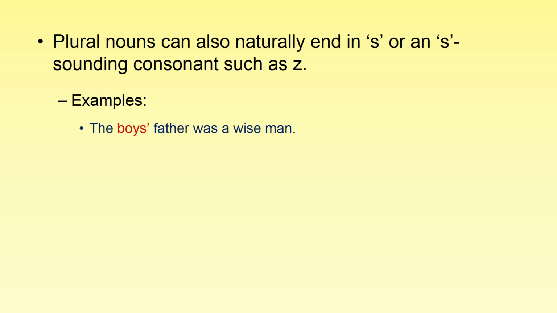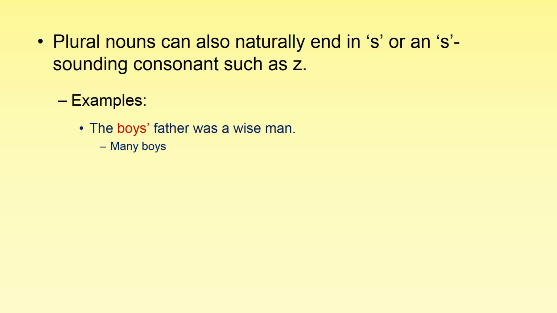Sometimes the possessor in a sentence is going to be plural. We still use an apostrophe in this case, but we don't have the option for that extra S. It will just be the apostrophe. So in this case, we have many boys. The boys' father was a wise man. We have a group of boys, or sons in this case, and their father was a wise man.